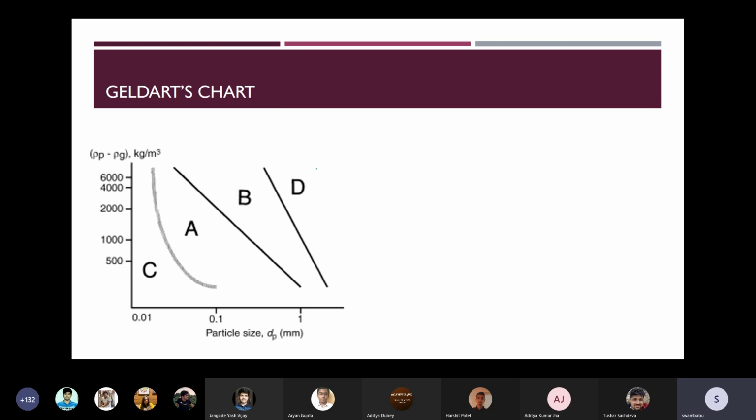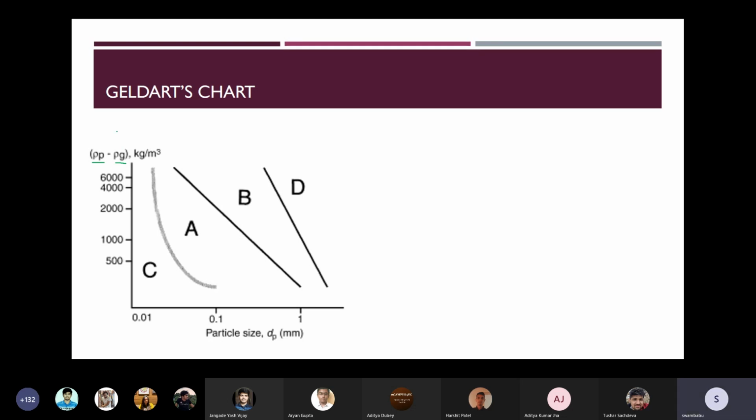I also showed this chart earlier in the dense phase transport. It is a very simple but very beautiful chart, extensively used by many people who work with solids. This is rho P, the density of the particle, and rho G, the density of the gas. G refers to gas.